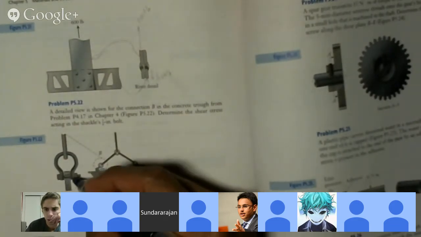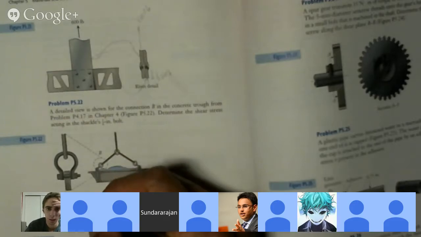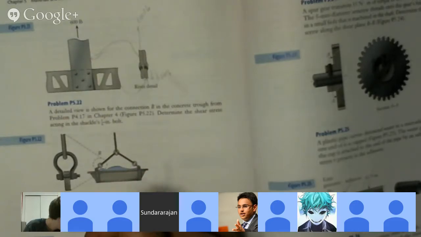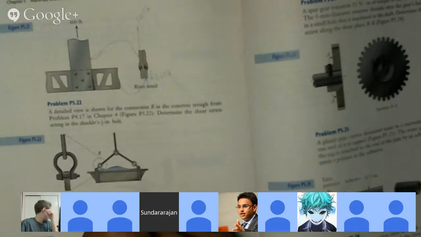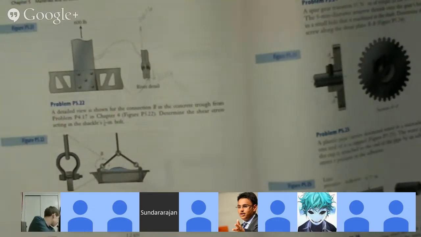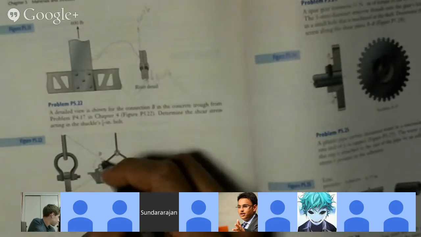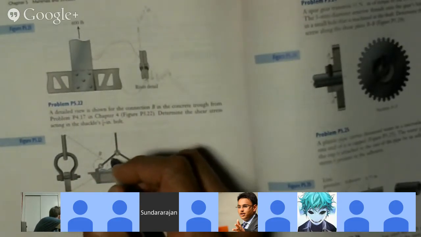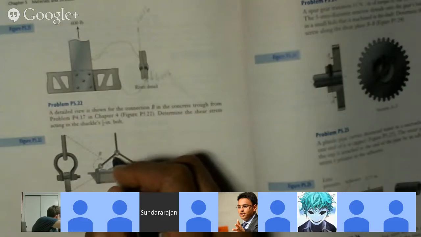Wait, why? These two. Oh, okay, I see. So when it's double shear, you halve the force, right? Yeah, the force becomes half, one half here, one half there. Okay, cool, thanks. And what about the force on this thing?